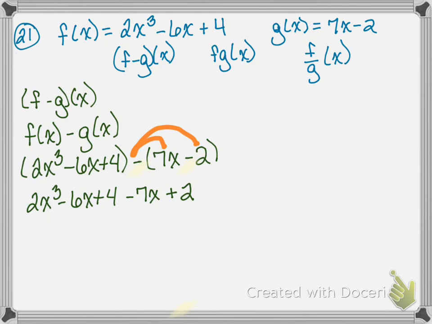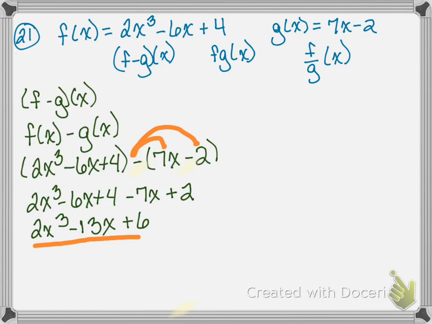Okay, so we have 2x to the third, and then we have negative 6x and minus 7x. That's going to give us negative 13x. Then I have positive 4 and positive 2, and so that's going to give me positive 6. So f minus g of x is going to be 2x to the third minus 13x plus 6.